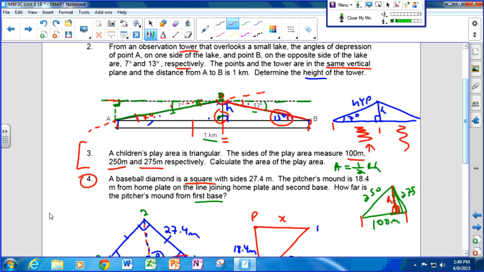Now, why did I pick 100 as a base? It doesn't matter. I just picked 100. I could have picked any of them. You'll get the same result. But you have to work out the height, which means that you're going to have to work out a couple of angles. See, if you have that angle, and you know that side, then you can use your SOHCAHTOA on it, right?